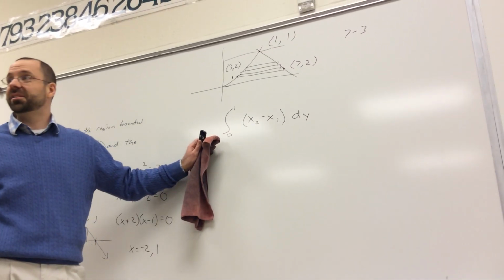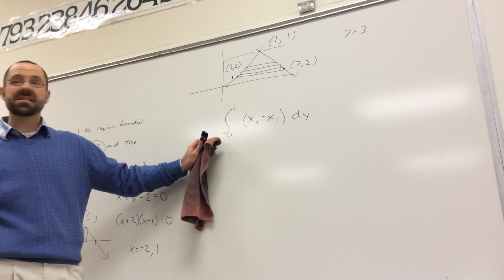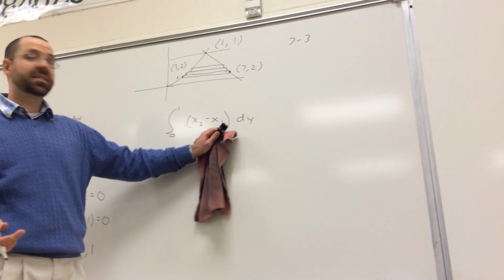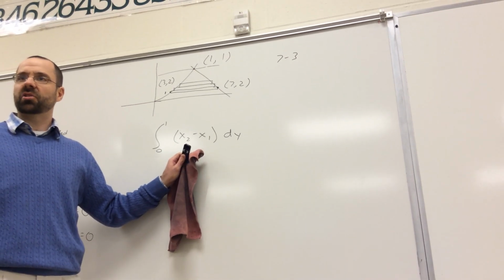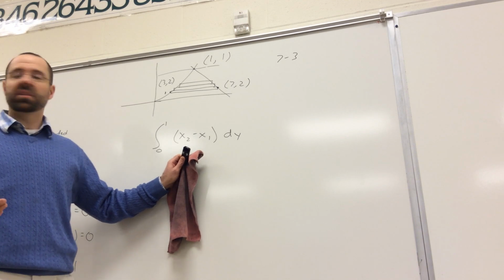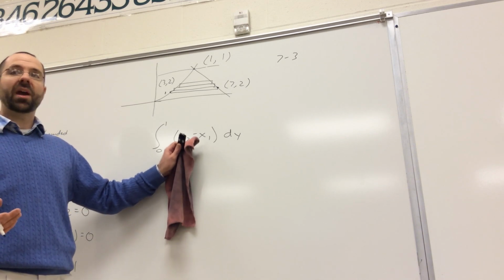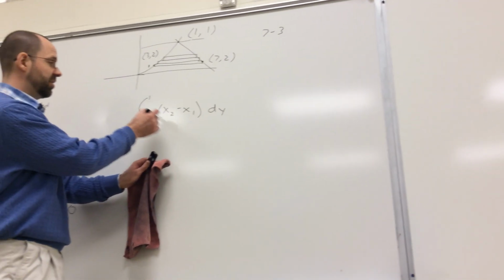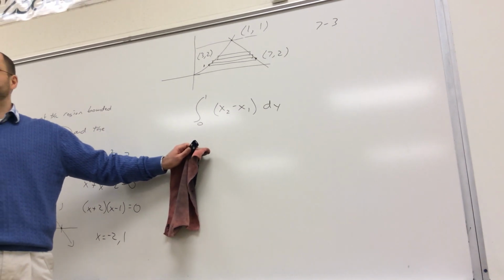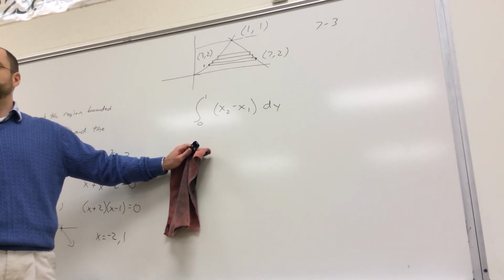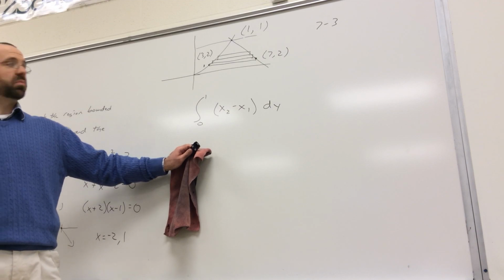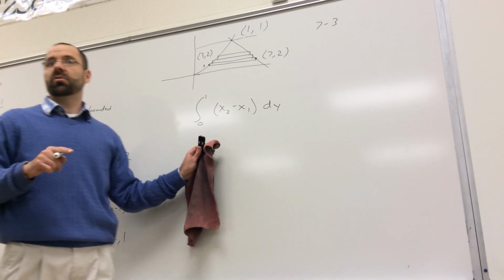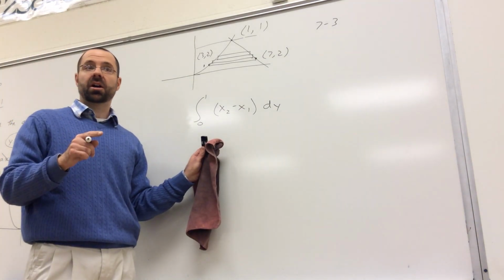Everybody okay with this so far? Okay. So now the next thing we need to do is we need to get rid of these x's. It's fine to write x2 minus x1 to start out, because that's what makes sense. But then we need a y equation in there, because we're in dy. So the x2, does that have to do with the line or the curve? It's the line, right? The line is farther to the right in the shaded region.